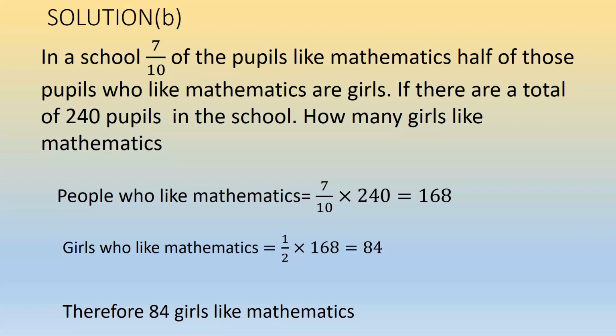So here we want to find 7 over 10 of the total number of people in the school, which is 240. So you multiply your 7 over 10 by the total number and you get it. So this 168 represents 7 over 10 of 240. The "of" there represents multiplication. Please, do you understand that? Is it okay? Yes. All right.